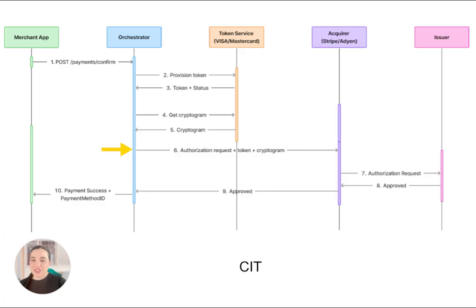In step 6, the orchestrator sends the authorization request to the acquirer, like Stripe or Adyen, carrying the token and the cryptogram. For steps 7 and 8, the acquirer forwards to the issuer and the issuer approves. Step 9, the approval comes back to the orchestrator. Step 10, the orchestrator returns payment success to the app, along with a payment method ID the app stores for next time. If you count the internal hops, there are 8 messages between the orchestrator, the token service, the acquirer, and the issuer. From where the app sits, they only see one request and one response.